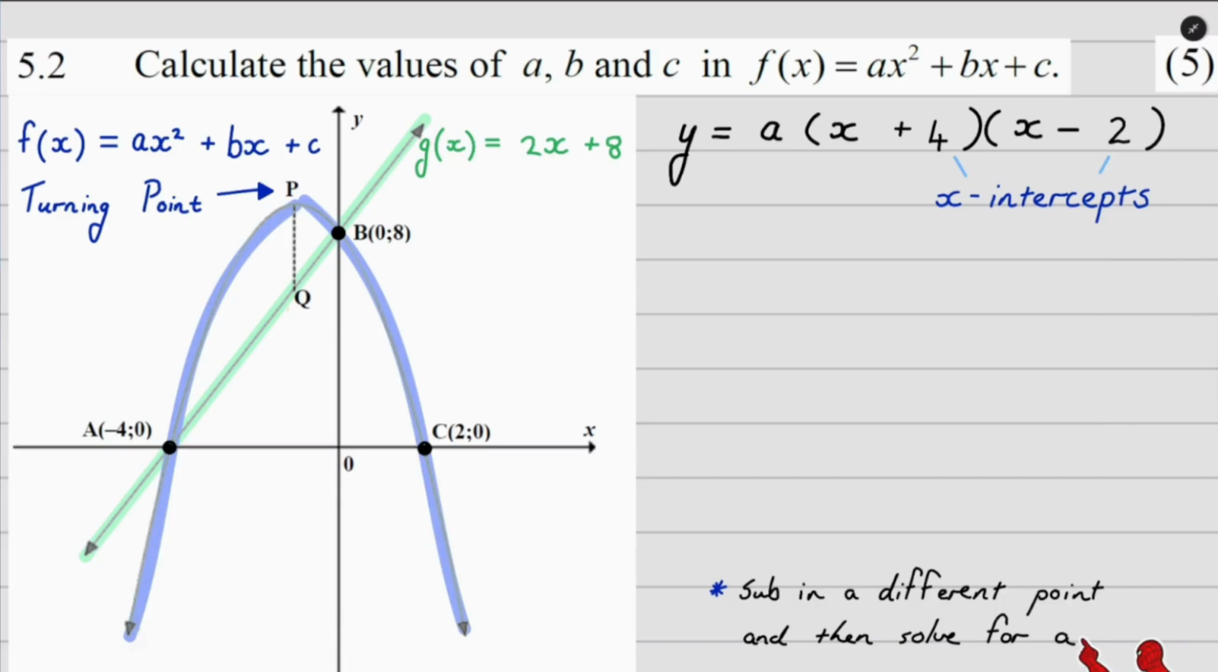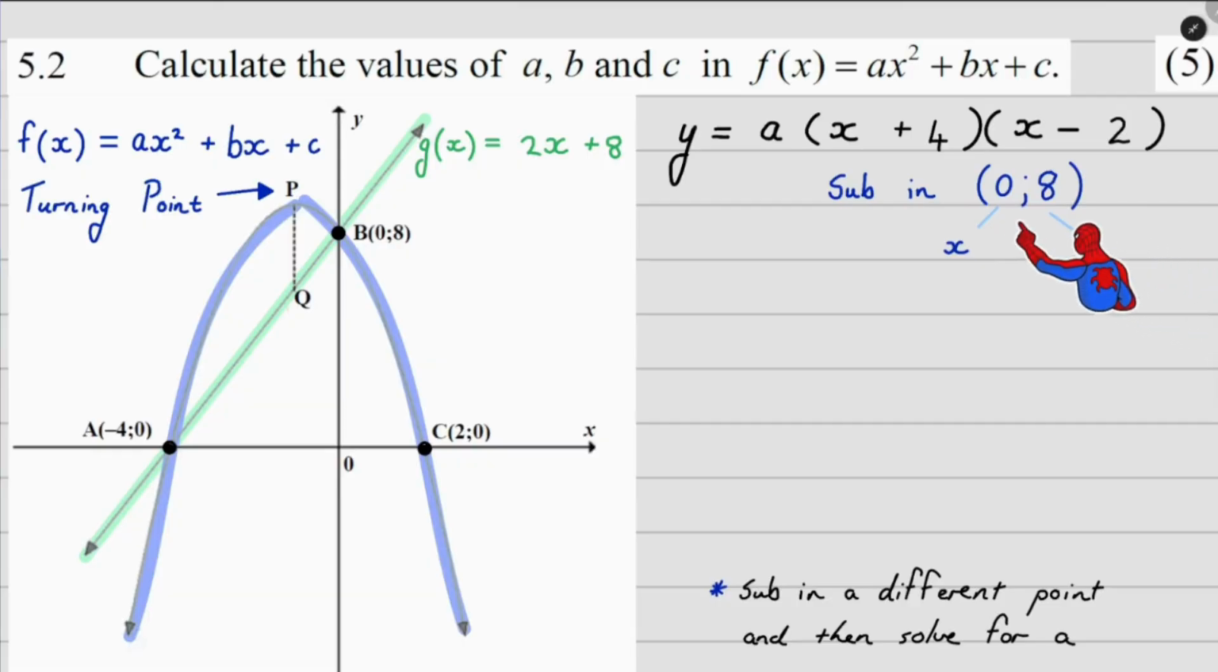Okay, now to get a, we need to sub in a different point and then solve for a. So if I scope out my blue graph, hey, how's it, bro? We've got a point here, so we're going to sub it in to get a. And we're going to sub it in immediately. And when I sub it in, just remember the first one is x, the second one is y. So we're going to change this y to an 8. The a stays there because that's what we're solving for.